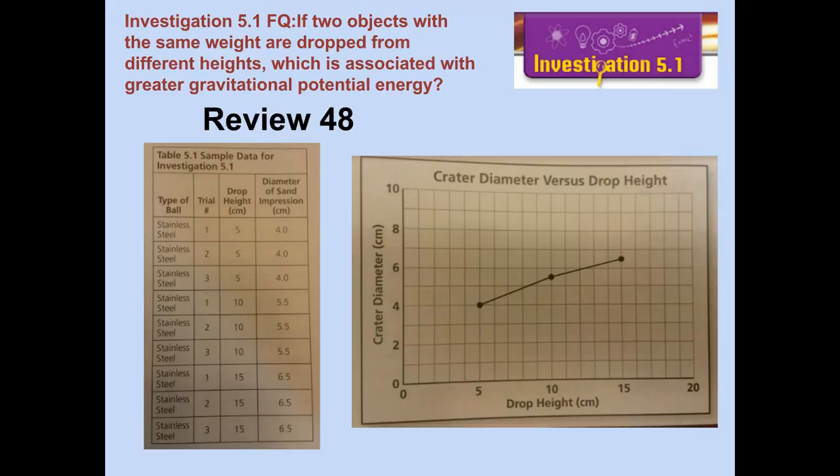So as we move to 5.2, we want to review 5.1, and this is something similar to what you did. You dropped a stainless steel ball from different heights. This group chose to do 5 centimeters, 10 centimeters, and 15 centimeters, and then they measured the diameter of the sand. And that's the graph they got with the drop height on the bottom and the crater diameter on the side, showing that the higher the ball fell from, the more potential energy and therefore more kinetic energy there was in the drop.